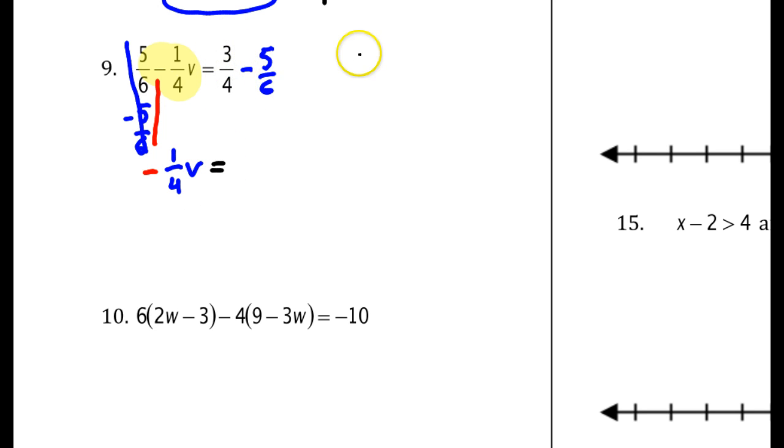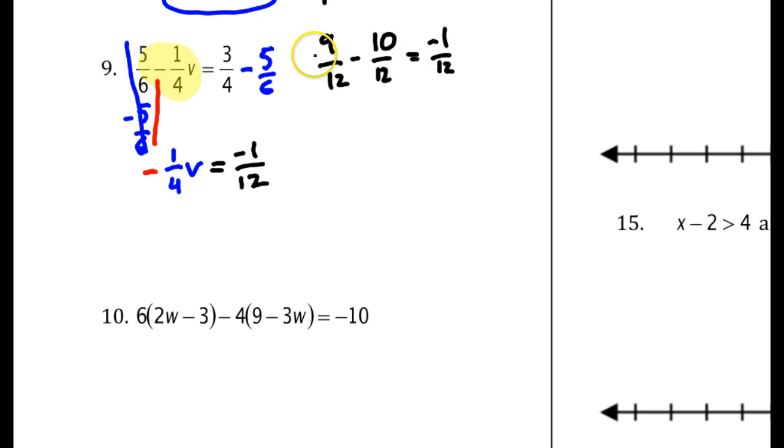3/4 minus 5/6. Okay, common denominator would be 12 because 4 and 6 both go into 12 evenly, and that's the smallest number that does that. So we have 12. 4 times 3 is 12, so 3 times 3 is 9. And 6 times 2 is 12, so 5 times 2 is 10. So 9 minus 10 equals negative 1/12. So this is equal to negative 1/12.